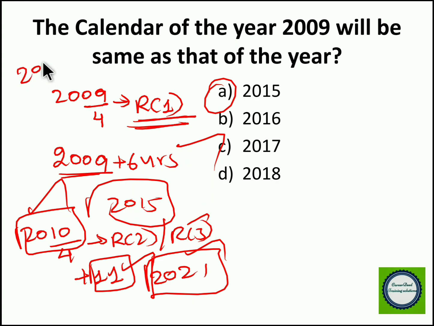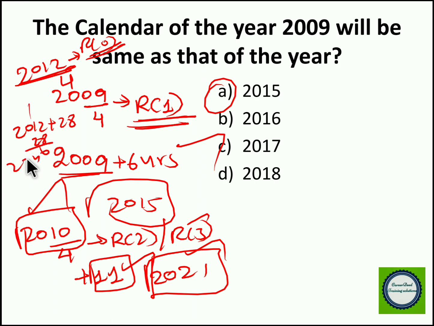For example, 2012. It's a leap year, right? So if it is a leap year, you will get the remainder 0. When you divide 12 by 4, you get the remainder 0. So if you get the remainder 0, you have to sum it with 28. So you have to sum 2012 with 28 years. So 2012 plus 28, you will get 2040. So you can use the same calendar which you used in 2012 in 2040.